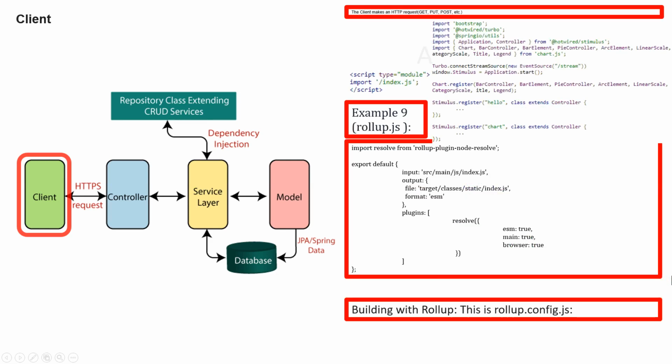As an example 9, we are considering rollup.js and building with rollup. This is rollup.config.js. The Bootstrap maintainers use rollup to bundle their code, so that seems like a decent choice. One thing it does really well is tree shaking to reduce the amount of JavaScript you need to ship with your application. Feel free to experiment with other tools.